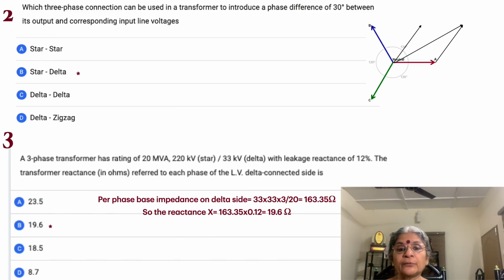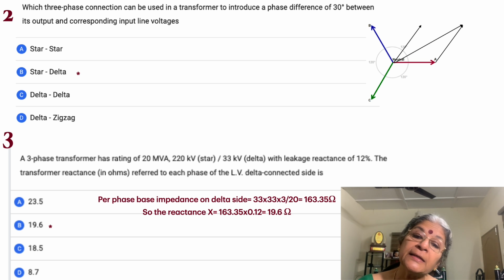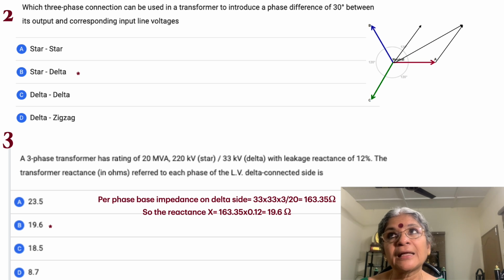Here we start with the connections. Which three-phase connection can be used in a transformer to introduce a phase difference of 30 degrees between its output and corresponding input line voltages? This is a very important understanding that we need to have, and that decides the configuration of the transformer. So transformers are explained as YD1, YD11, DY11, etc., which we will be coming to.